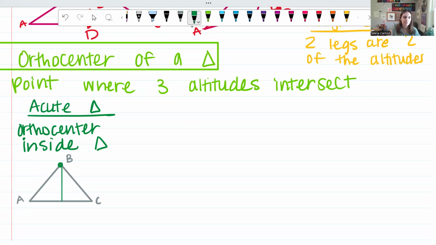It's not perfect, but it'll do. I can construct the height from A to BC. So let's see. Maybe it'd be like so. And then our final altitude would be from C to that side AB. And it should intersect the other altitudes, which it does. So here I have our orthocenter, which is inside the triangle.